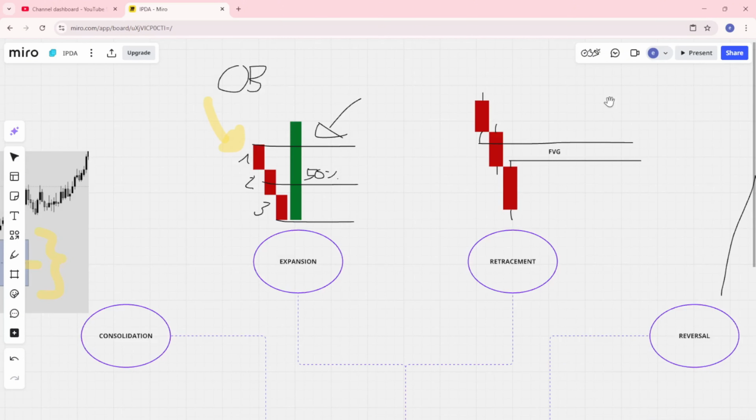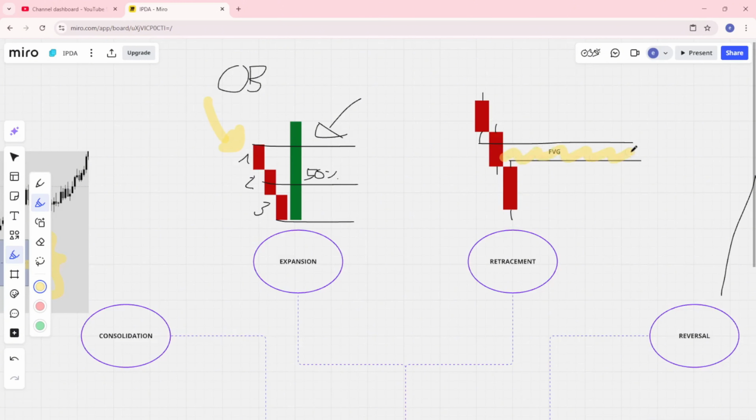The third phase is called retracement. Retracement is a temporary move in the opposite direction of the last expansion, and price here often returns into a previous range to fill or react to a fair value gap. A fair value gap is an imbalance. You can see here the screen of this pattern.